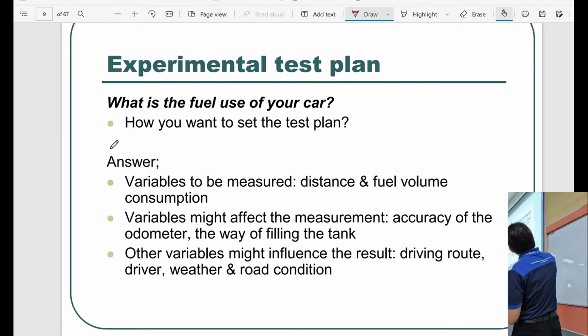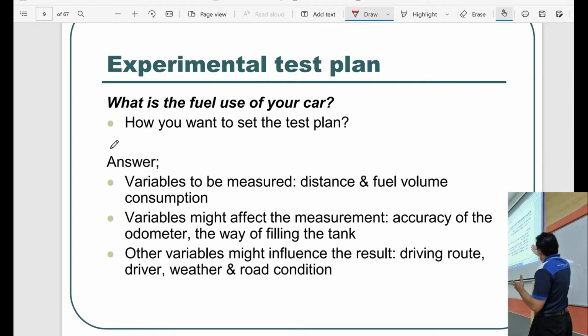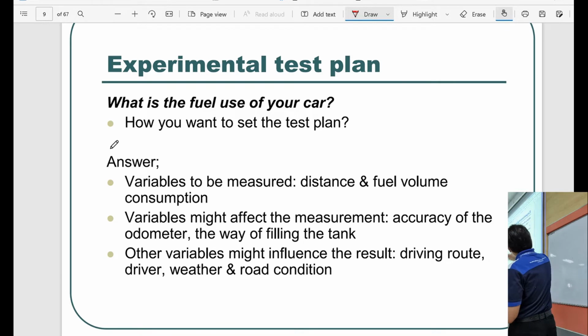For example, fuel consumption on a car. What are the variables involved? The distance, the fuel volume, what else? You name it, this is just an example. So the example is distance and fuel volume consumption. And then which one is dependent and independent? For me, both of these are independent. Right? So the independent is the input. Usually the independent is the input.